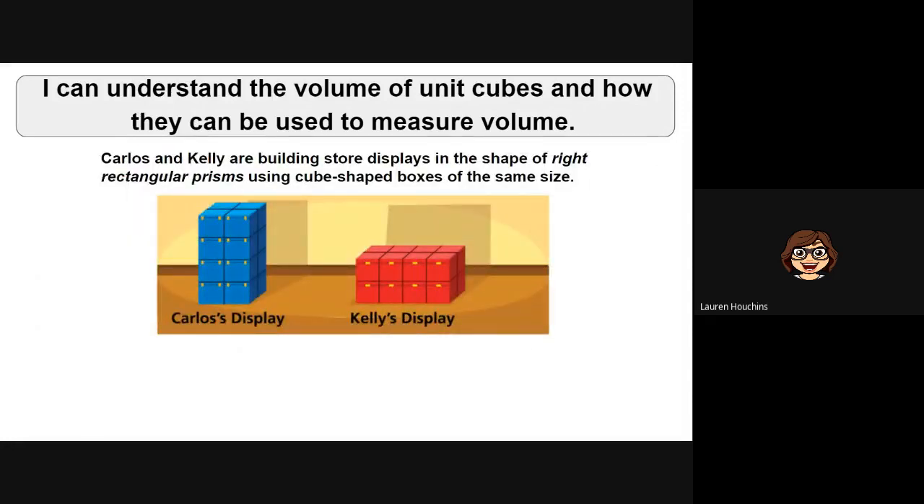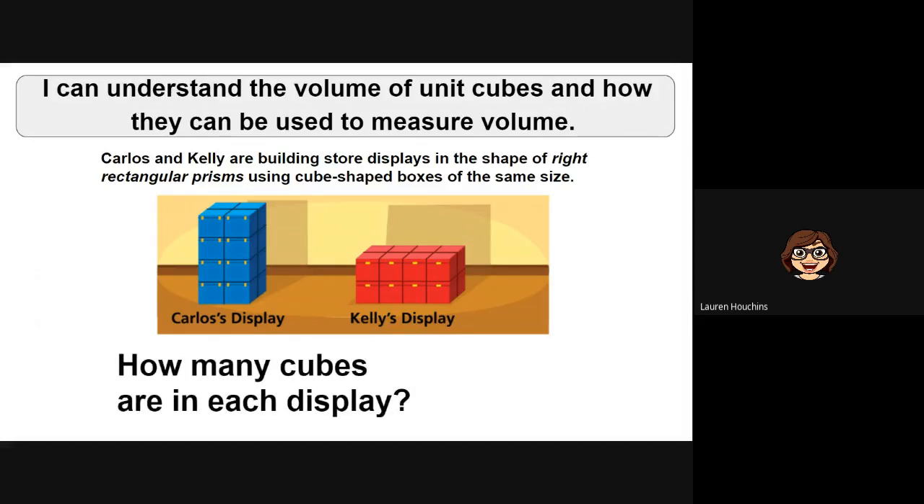So Carlos and Kelly are building store displays in the shape of right rectangular prisms. Right rectangular prisms just means that they have right angles. They're using cube-shaped boxes of the same size. So how many cubes are in each display? Carlos and Kelly are using the same amount. So how many cubes do they have in each display?